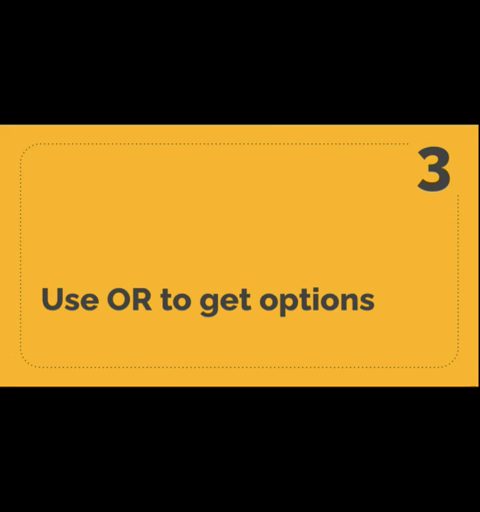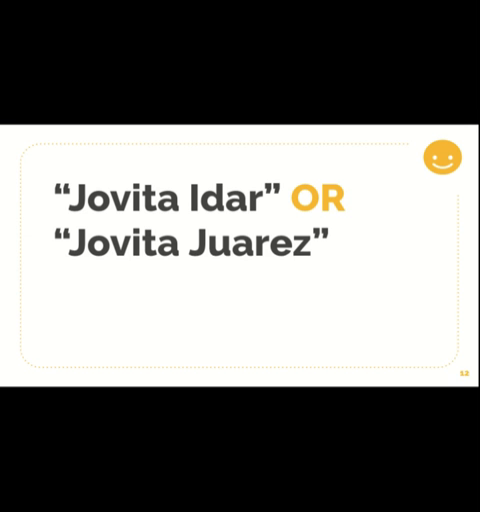Tip number 3, use or to get options, like Jovita Idar or Jovita Juarez. When I started reading more about her, I saw that she eventually married and started using her husband's last name, Juarez. So she changed her name to Jovita Juarez.